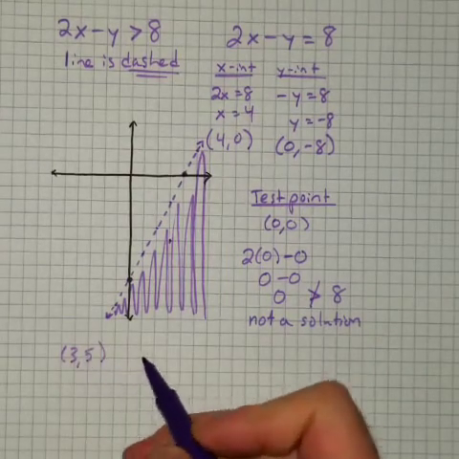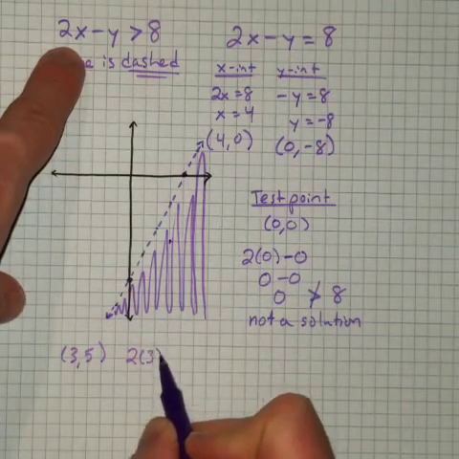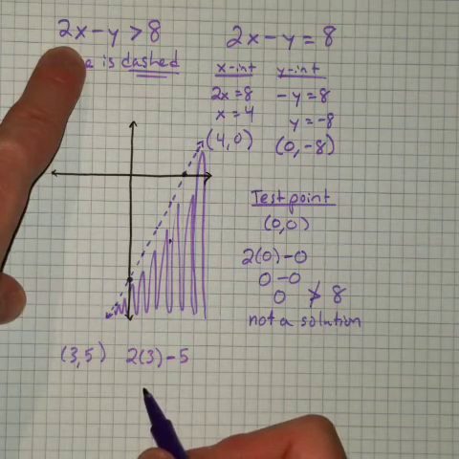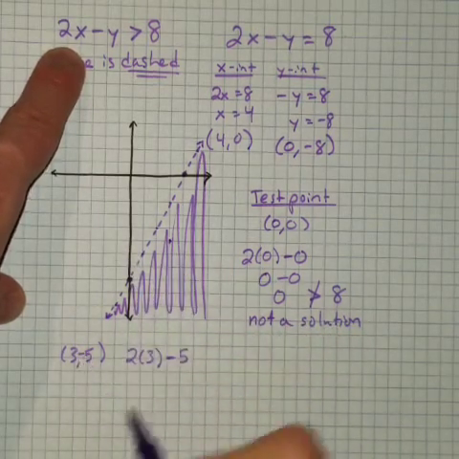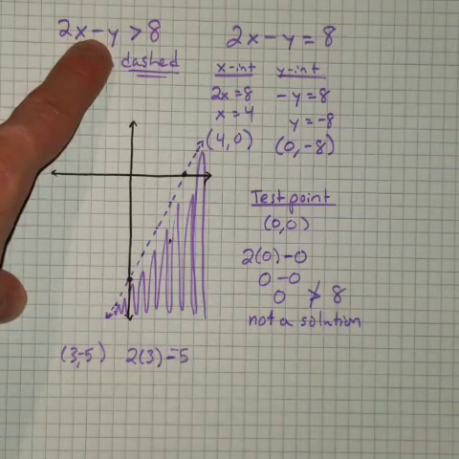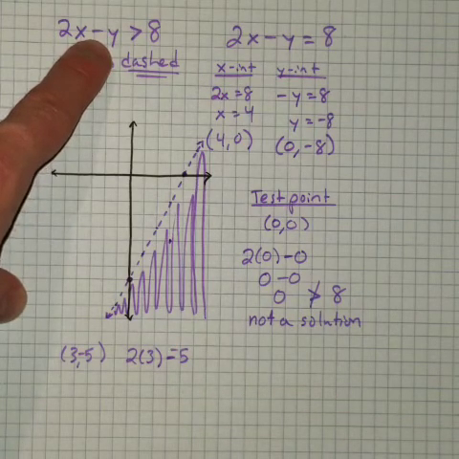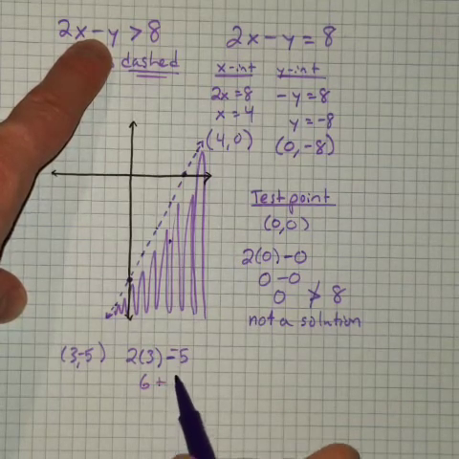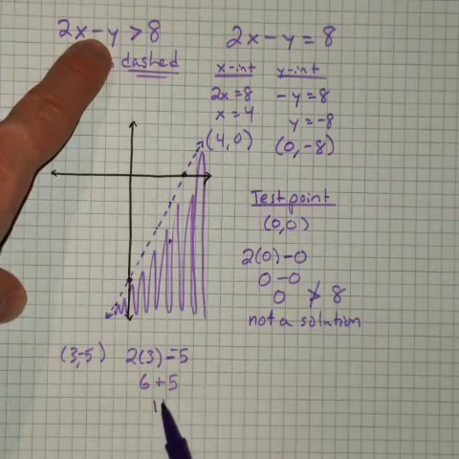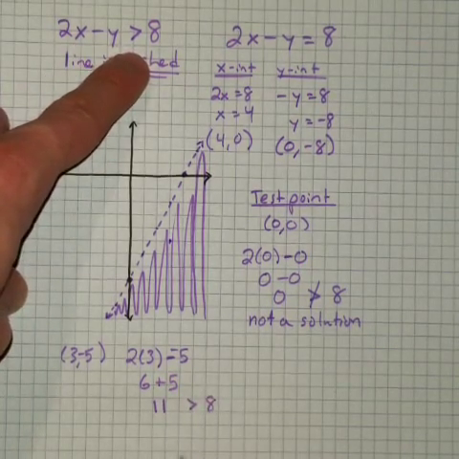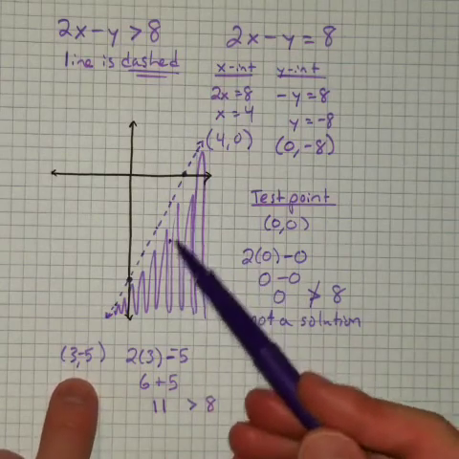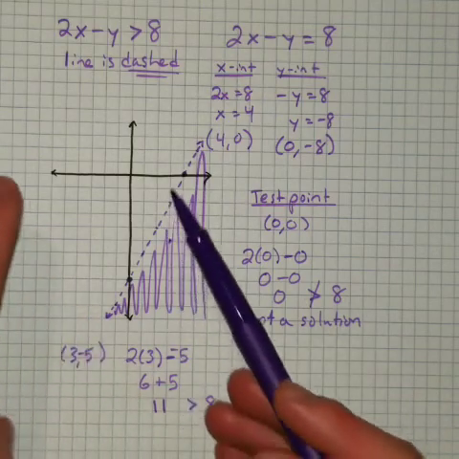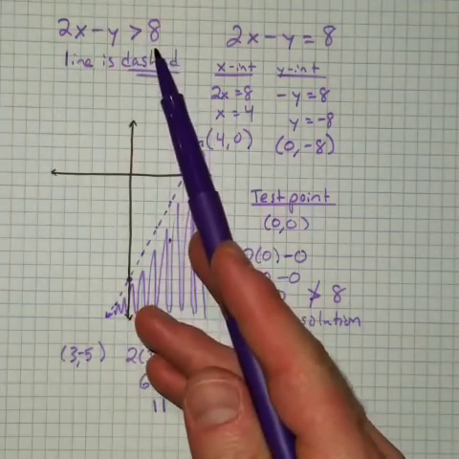If I plug those in, you get 2 times 3 minus 5. Oh, I'm sorry, that's negative 5, isn't it? So it'd be 2 times 3 minus negative 5. That's a double negative. When you test that, 2 times 3 is 6. Double negative makes a plus. 6 plus 5 is 11. 11 is greater than 8, so that one checks out. In fact, every point on this bottom right region will make the left side of the original inequality greater than 8.